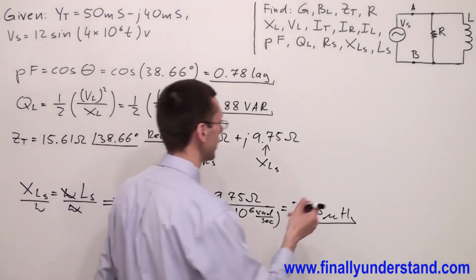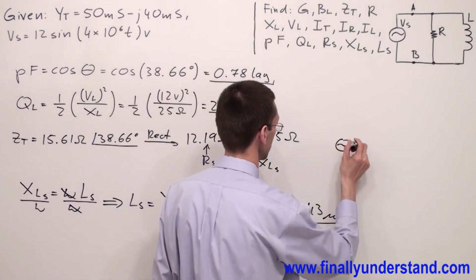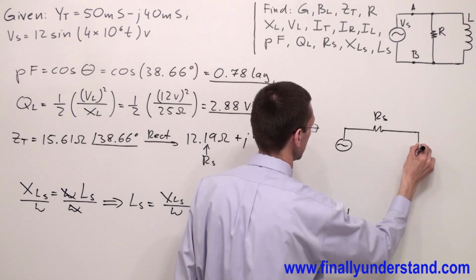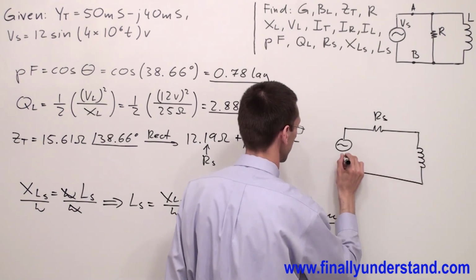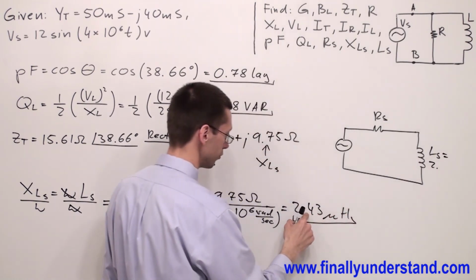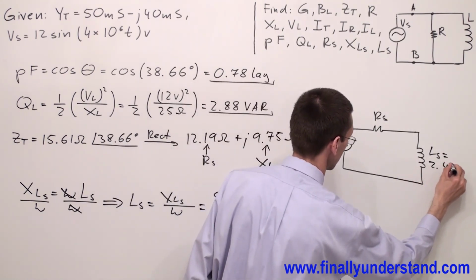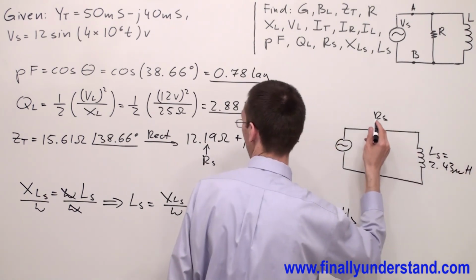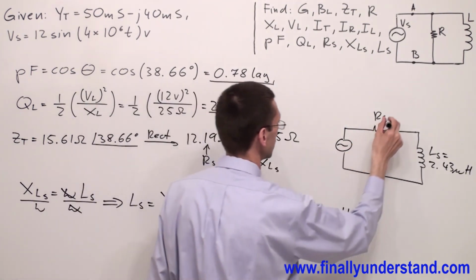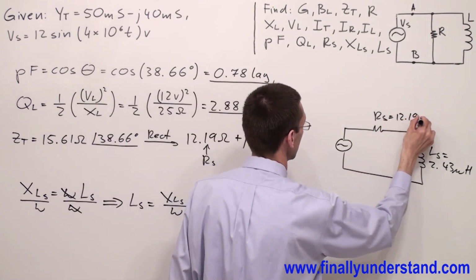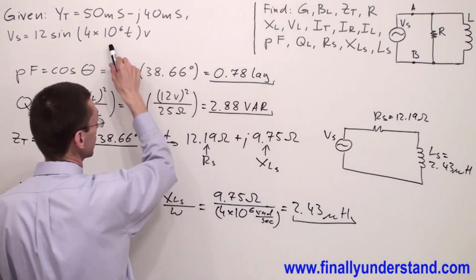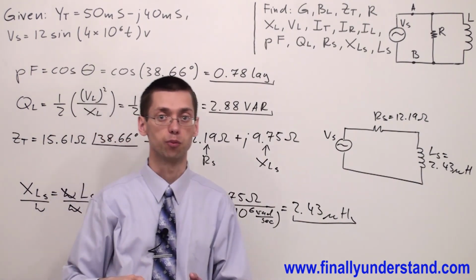And next, I can draw the series equivalent circuit. So this is my Rs, this is my inductor, Ls, which is equal to 2.43 microhenries, and Rs is equal to 12.19 ohms, right? And this is of course my voltage source, which is equal to this. So we can say that the problem is solved.